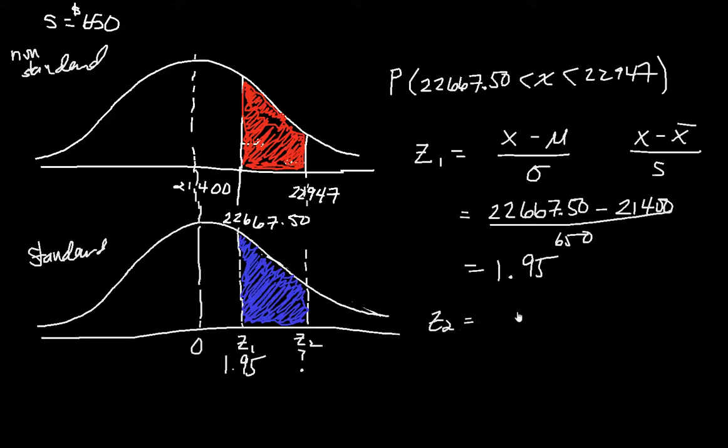My next job is to find z2. z2 is 22,947 minus the mean, x minus mu, 21,400, divided by 650. And I'm going to bring my calculator in again.